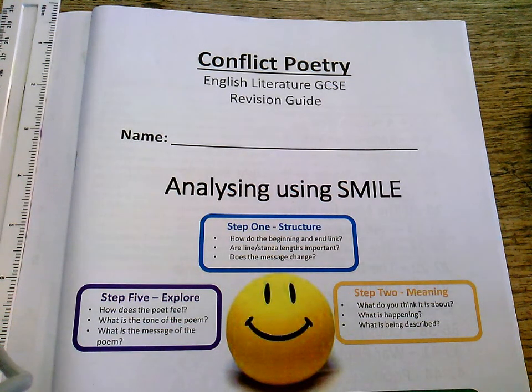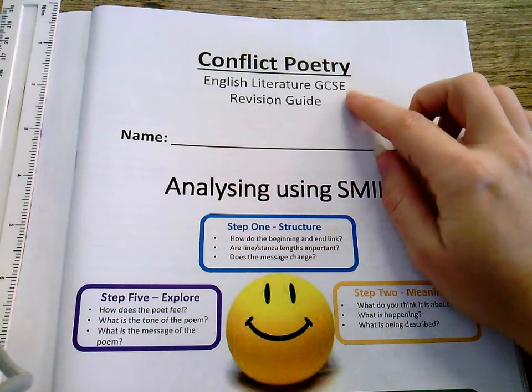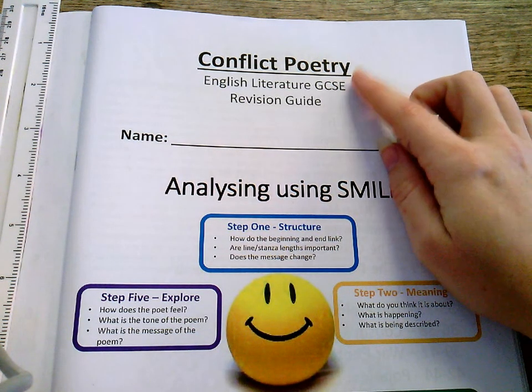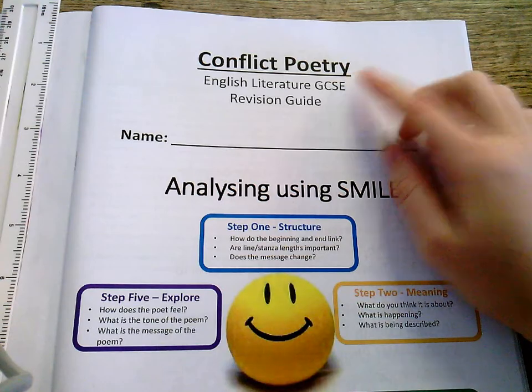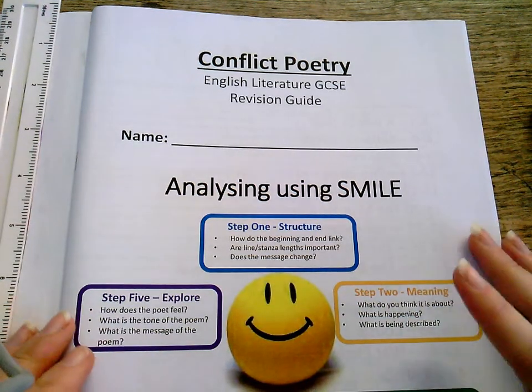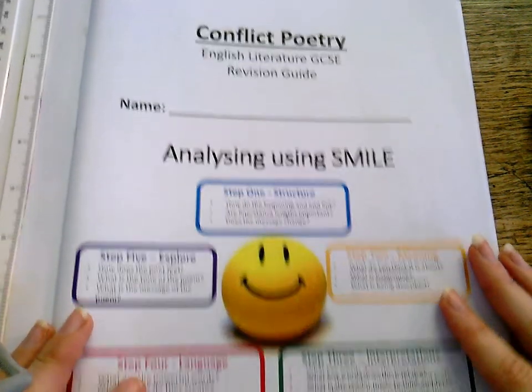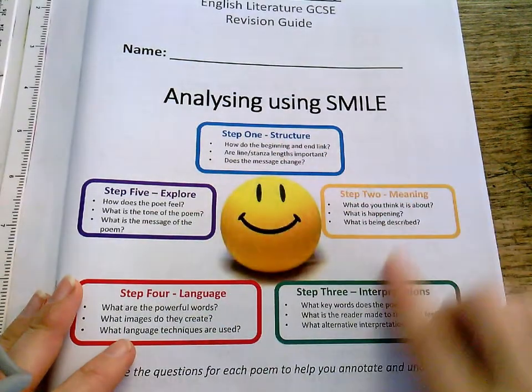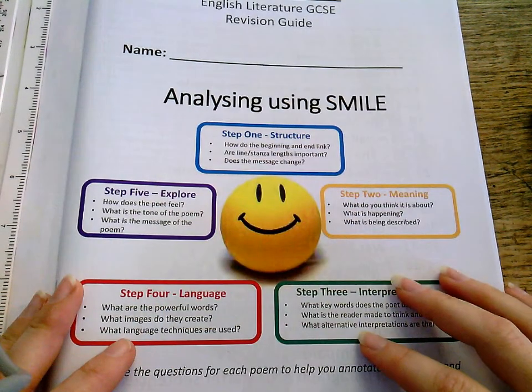This video is to support the analysis of War Photographer, which is part of the Edexcel English Literature Paper 2 GCSE. It's part of the conflict section, and I'm using this booklet to support the analysis along with SMILE, which is the colour coding system that I'm going to use.